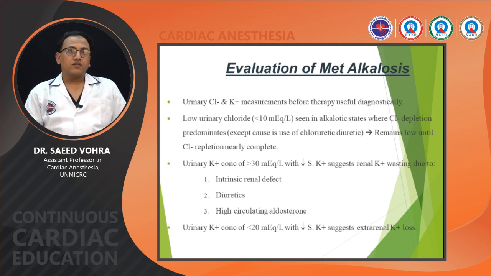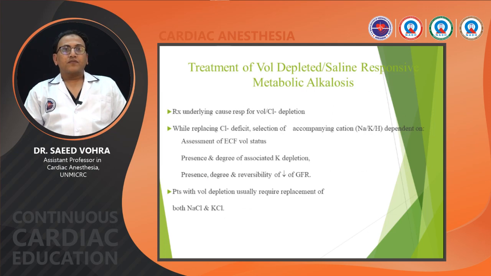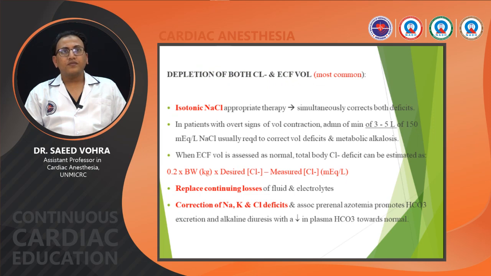Now, treating the metabolic alkalosis. Metabolic alkalosis is treated according to the form of metabolic alkalosis. If it is a volume depleted and saline responsive metabolic alkalosis, it is due to depletion of both chloride and extracellular fluid volume. It is most common. Then it is replaced with isotonic NaCl, isotonic saline. Also you have to replace continuing fluid or electrolyte loss. Also correction of sodium, potassium, and chloride deficit is needed.